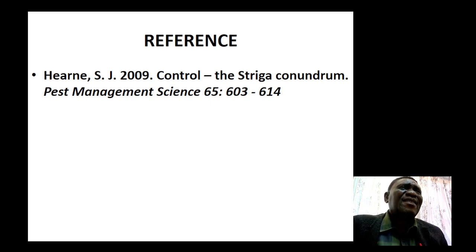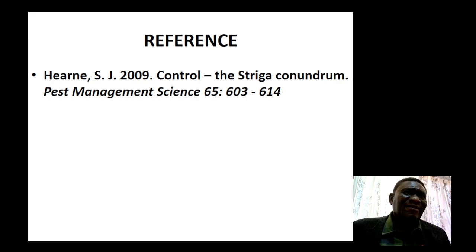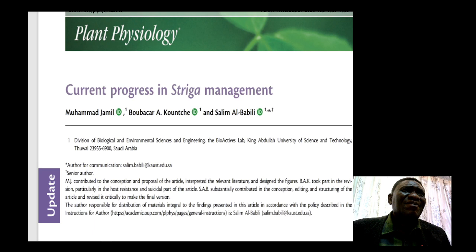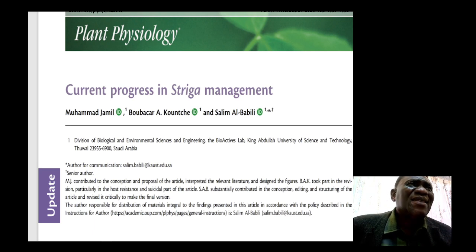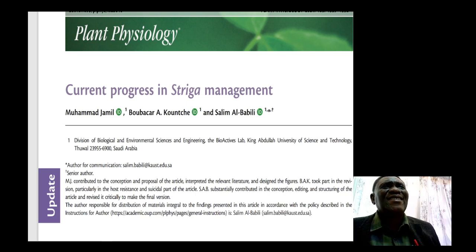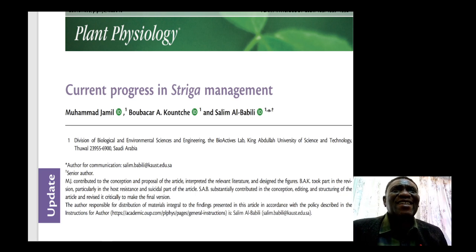You may want to read this reference which summarizes weed control measures or striga control measures and their problems: Controlling the striga conundrum in Pesticide Science by Heaney. Or you may want to read this, current progress in striga management, which means there are challenges when it comes to control methods.